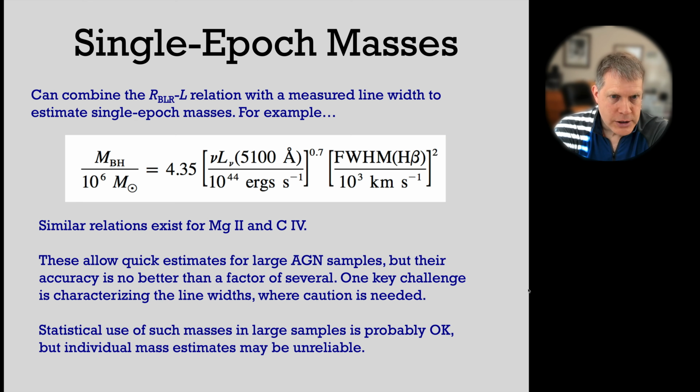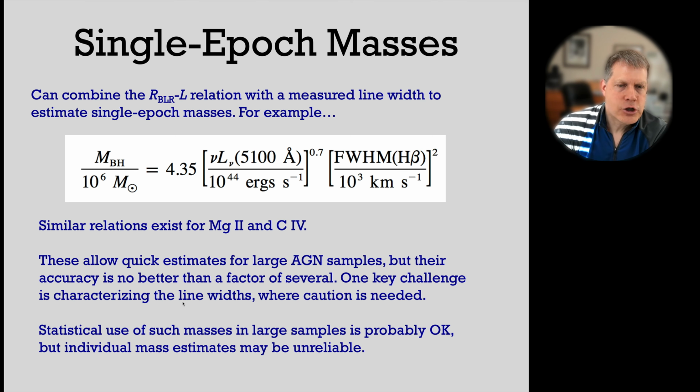These approaches do have the great benefit of allowing quick estimates of black hole masses for large AGN samples, but their accuracy is no better than a factor of several. If you have to do this and you have access to the H beta line or magnesium-2, those are the best lines to use. This gets to be a much more hairy procedure if one is using carbon-4, but people are attempting to rehabilitate carbon-4 as a single epoch mass estimator as well. But in any case, that's what people are trying to do.